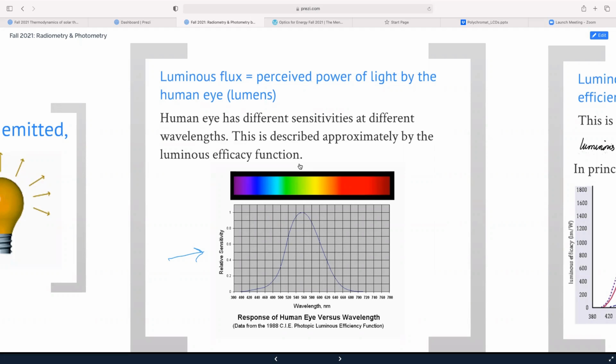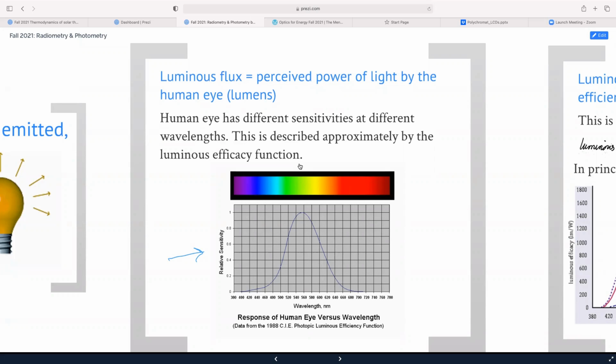And then how do you measure this? So we have special units to measure this. Instead of radiant flux, we call it luminous flux. This is the perceived power of light by a human eye, and its units are in lumens. So if you go and buy an LED bulb, its units are not in watts per meter squared or watts per meter squared per steradian. It's in lumens. So we need to understand what that means.